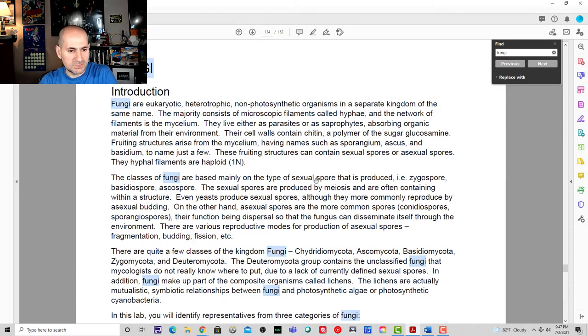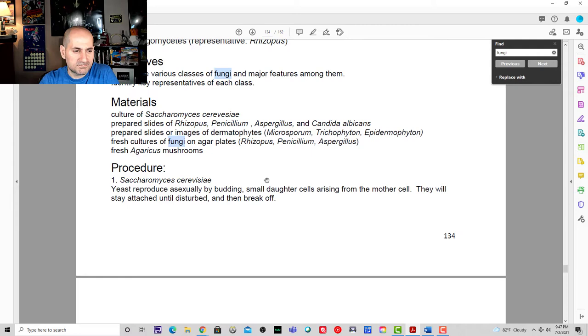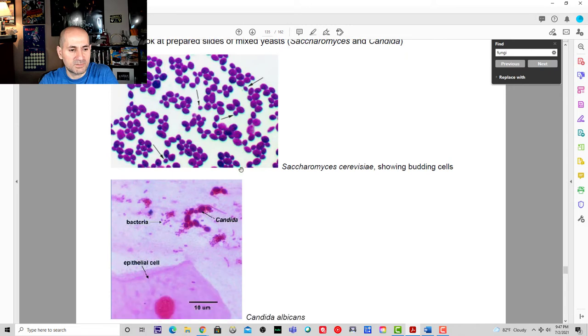Fungi. What do I need you to know about fungi? There are certain things. The basidiomycetes are the mushrooms. The mushrooms are a great representation of the basidiomycetes. Ascomycetes are the sac fungi. These include penicillium, Saccharomyces, zygomycetes. This is represented by rhizopus. I need you to know rhizopus for sure. Remember rhizopus stolonifer? That is the bread mold. And yeast. Yeast have a semi-round, semi-circular, kind of oblong, oval-shaped appearance.